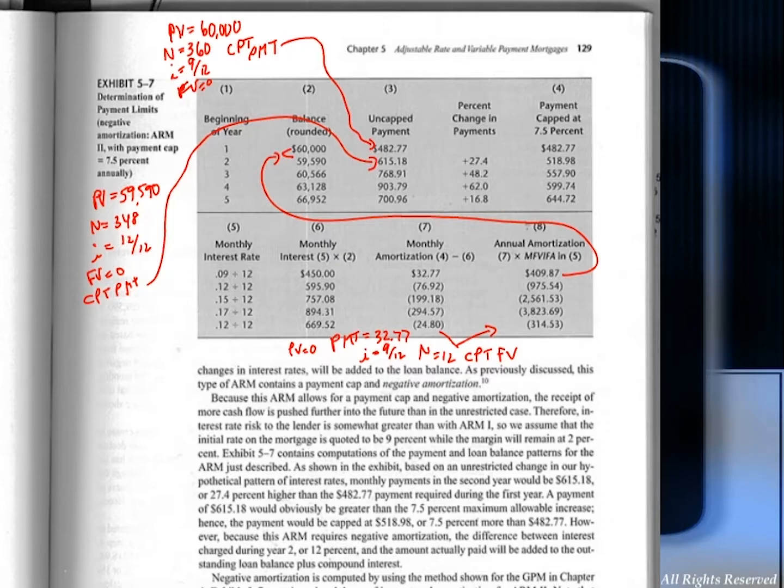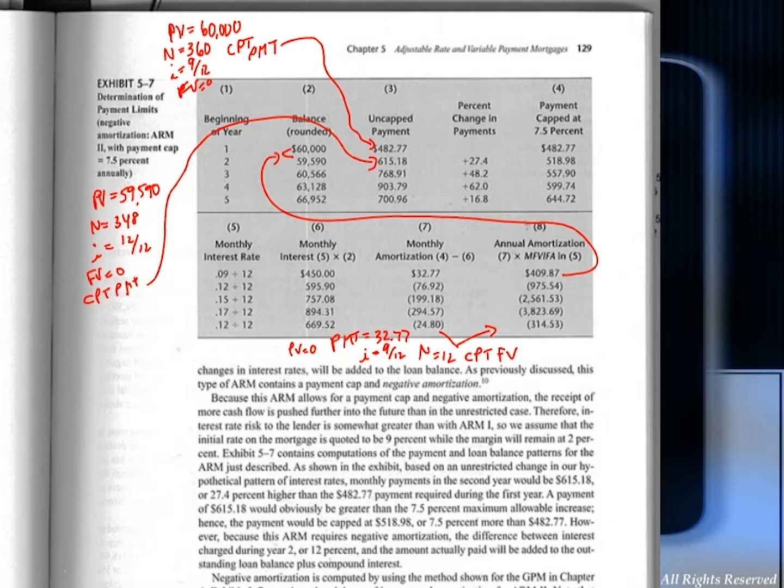The present value is 0. Your payment is the $32.77. During that first year, it's 9%, so 9 divided by 12 is your interest, and it's for 12 months, so N is 12, and you compute the future value. And you see that becomes, in this case, $409.87.